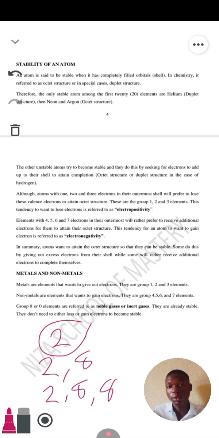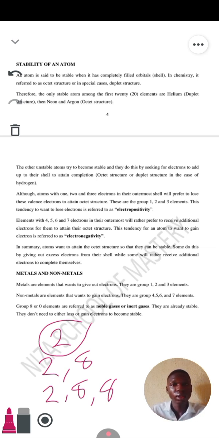Now I was talking about the other ones that are not stable. What did we now do to them? Let's read. So the other unstable atoms try to become stable. Let's stop there. So those ones that are not stable, they try to become stable. That's the goal. Because we are not stable before. So that's what they want to do. They want to become stable too. They want to become like helium, neon, and argon.